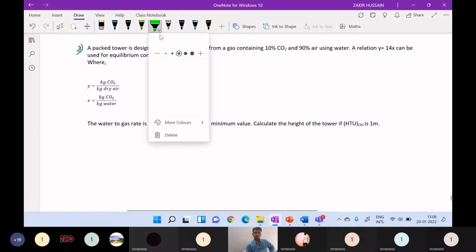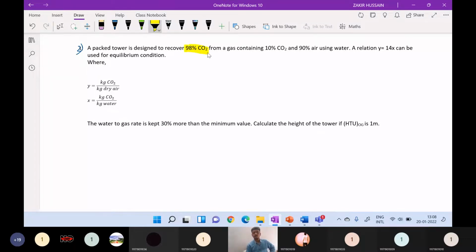A packed tower is designed to recover 98% CO2 from a gas containing 10% CO2 and 90% air using water. Means CO2 is a solute, air is a carrier or inert, and water is a solvent here.